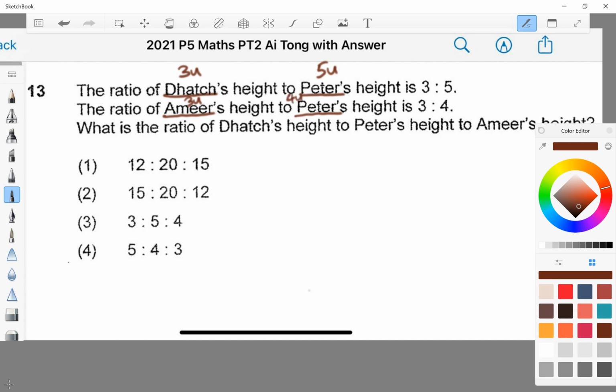So the question is asking us the ratio of Dutch to Peter to Amir. So this is the actual question that matters to us, and I'll underline these 3 people. So having done the basics, let us get right down to the highlighter portion of the annotation. Dutch to Peter, 3 to 5. As I'm drawing my brackets with my highlighters, I'm also checking if I have transferred the numbers correctly from one point to the other.